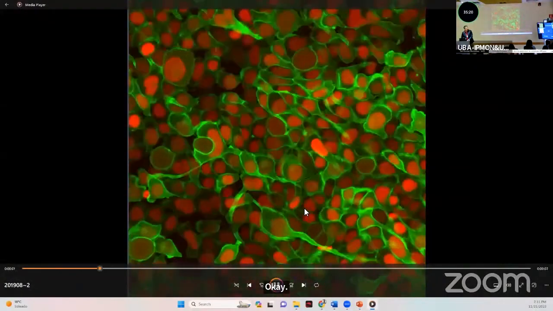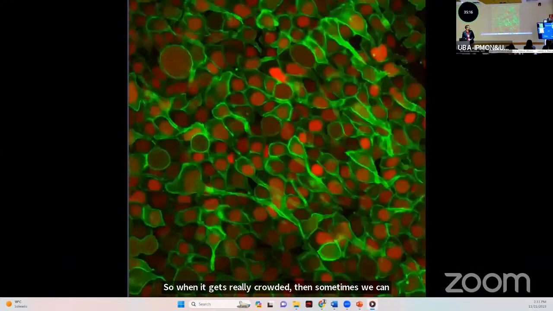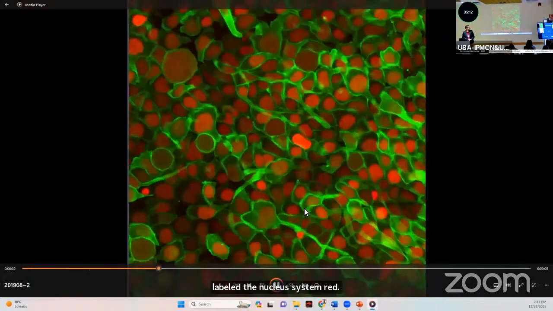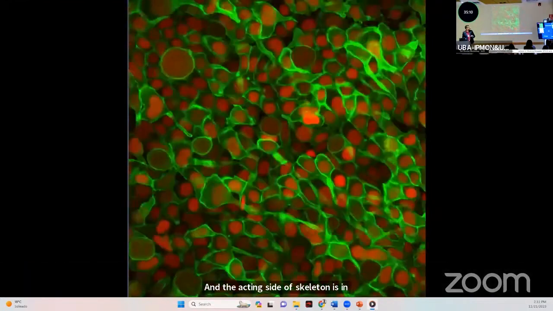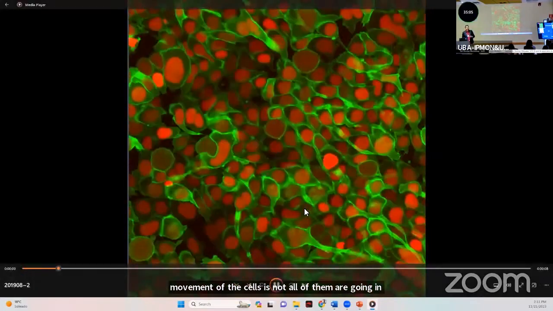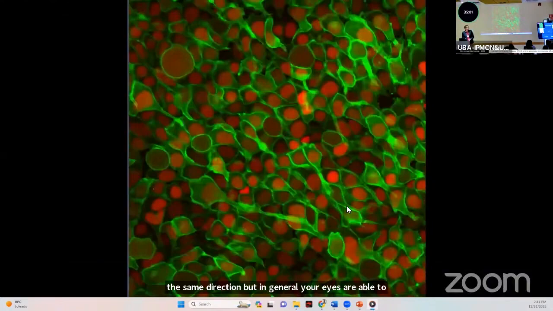So when it gets really crowded, then sometimes we can have this kind of movement in which each cell here is labeled, the nucleus is in red, and the actin cytoskeleton is in green. The movement of the cells is not all of them going in the same direction, but in general, your eyes are able to pick up the flow of these cells and how they're going in a particular direction.